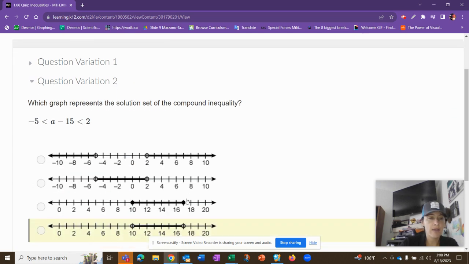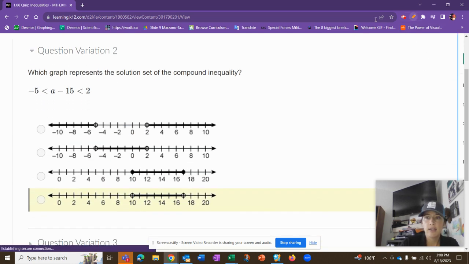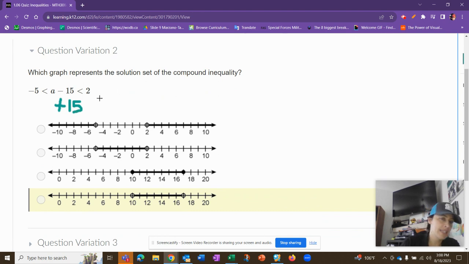This is a compound inequality. Inside minus 15, I want a alone. You always want to isolate the variable. So if there's minus 15, I'm going to add 15. But I need to add 15 over here, because see that inequality symbol? And I need to add 15 over here. So whatever your numbers are, that's what's going to happen.